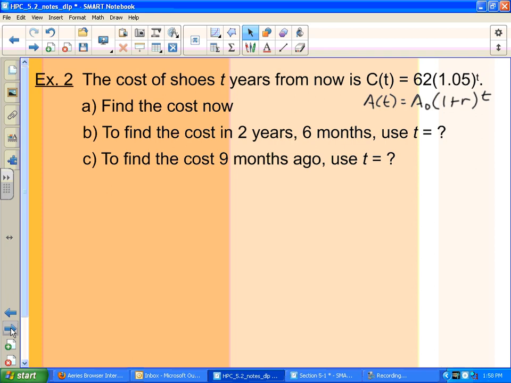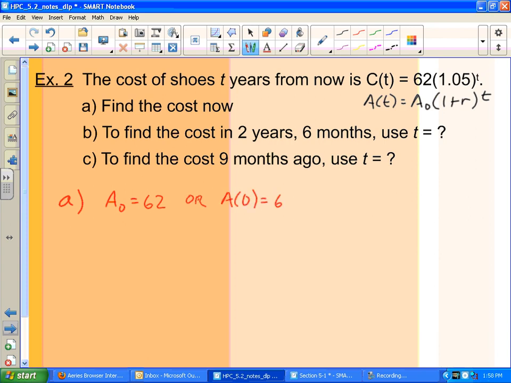I don't want to solve for t because I'd be looking for time. But I make t equal to what? Not 1. 0. When t equals 0, it'd be 1.05 to the 0, which is 1, and 1 times 62 is just 62. So the answer for part A would just be either A of 0, which is $62, or you do C of 0, and that's the same thing. 62. What about B?